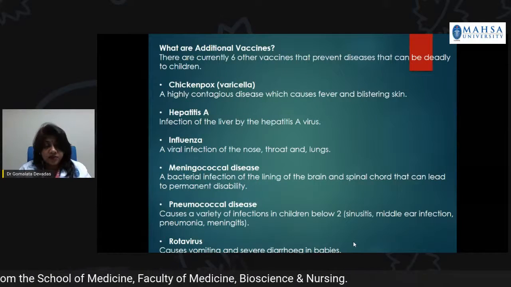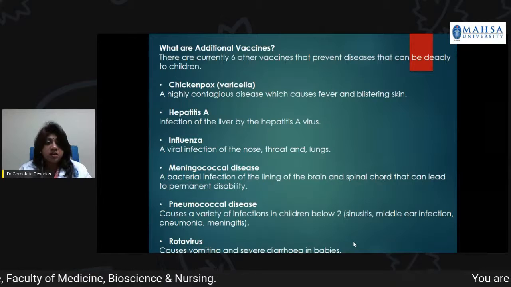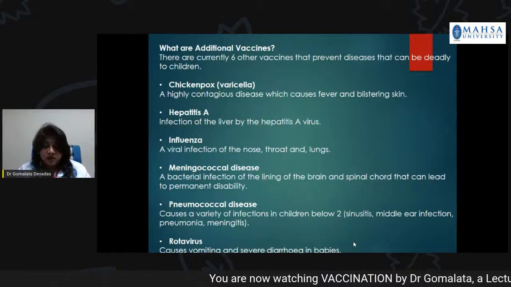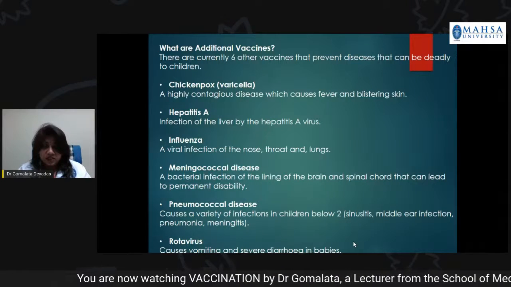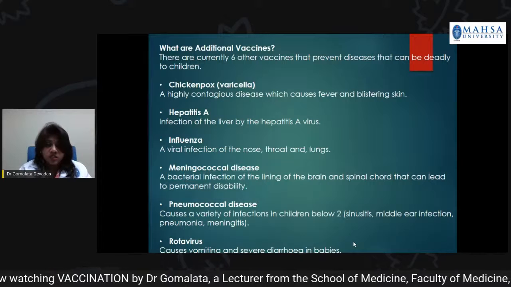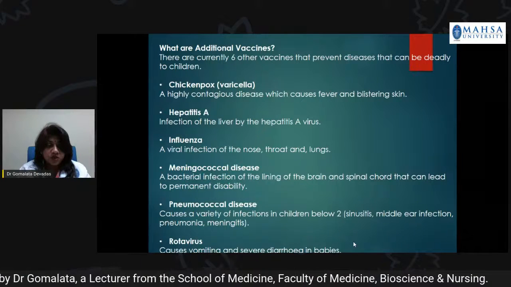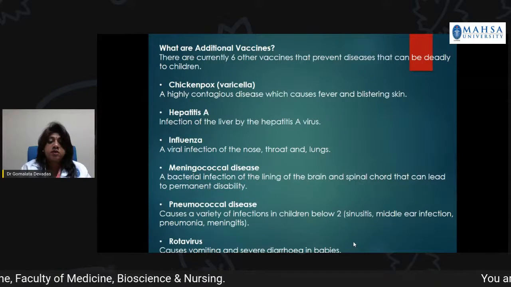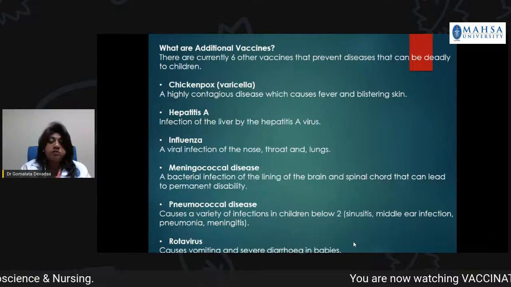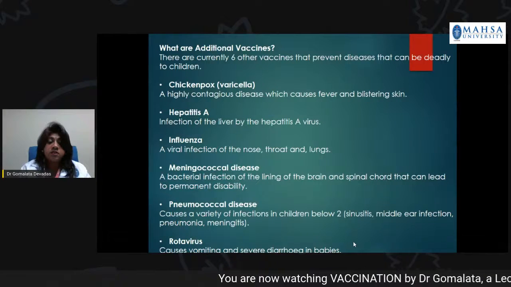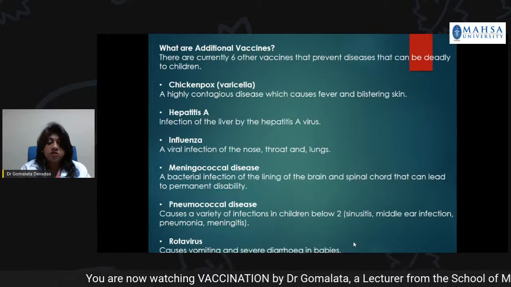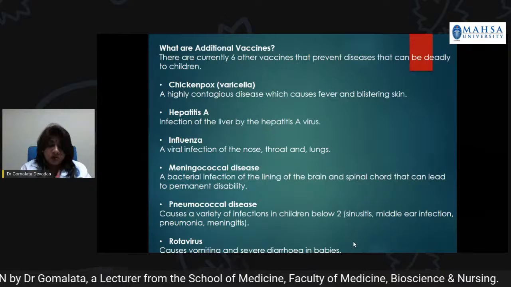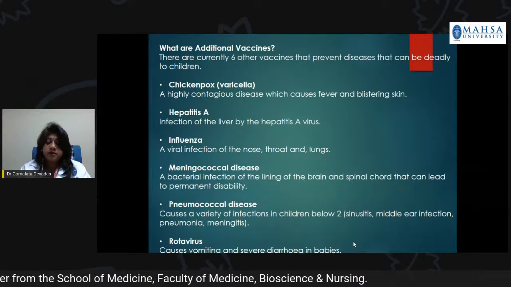So to prevent that, we also give the vaccination. And pneumococcal disease causes a variety of infections in children below 2, like sinusitis, middle ear infection, pneumonia, or meningitis. So this is very common for kids below the age of 2, so they have to be given this vaccine. And rotavirus causes vomiting and severe diarrhea in babies. So this can also be given additionally.